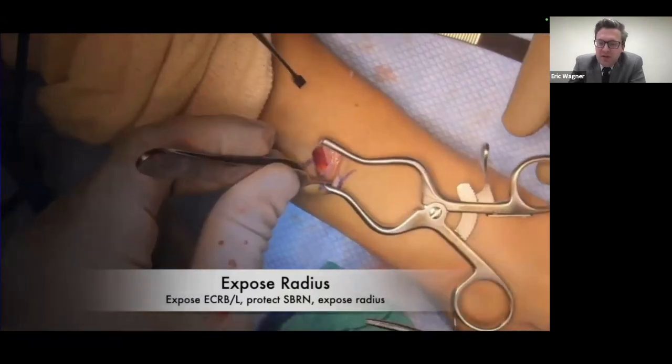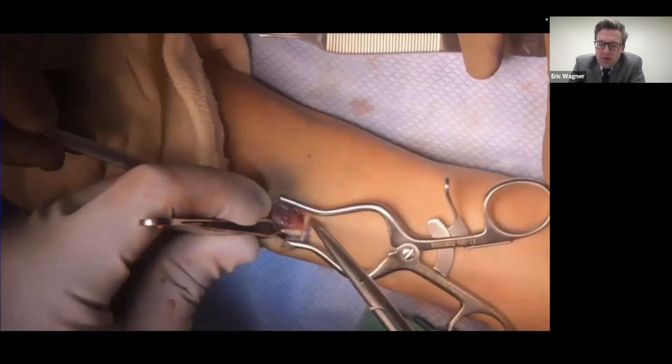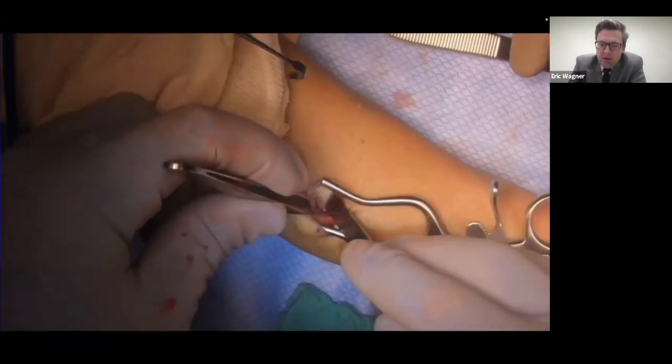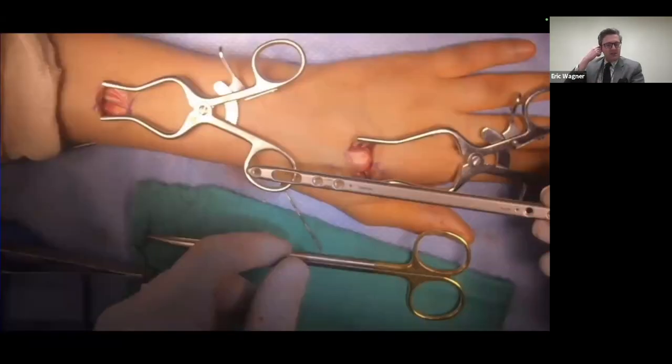Exposing the forearm is also relatively easy. You're going to find your ECRL, ECRB, and go in between the little interval there and find your radius. And then you pass the bridge plate.